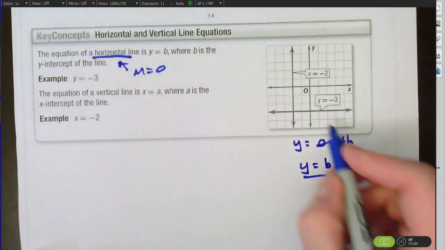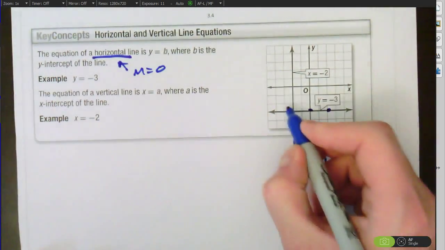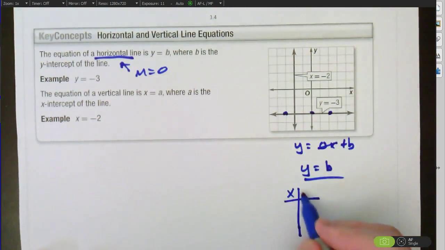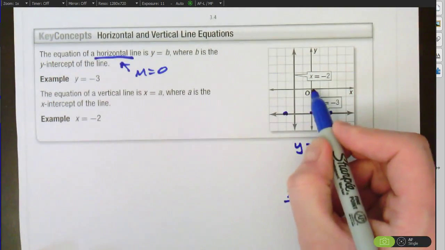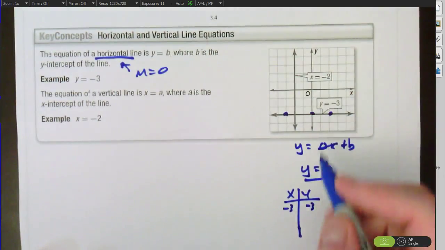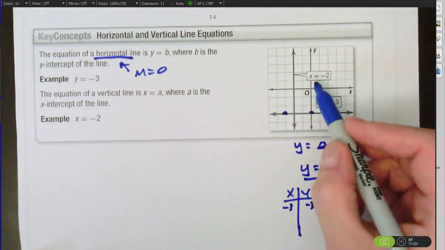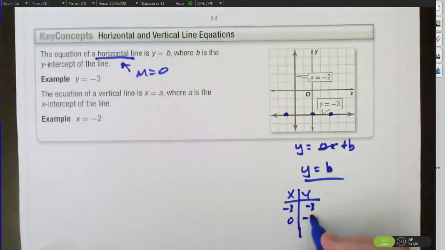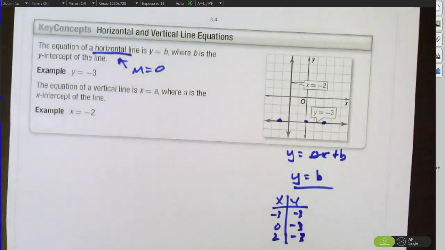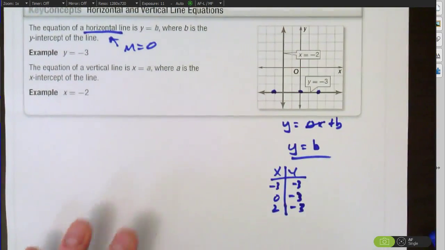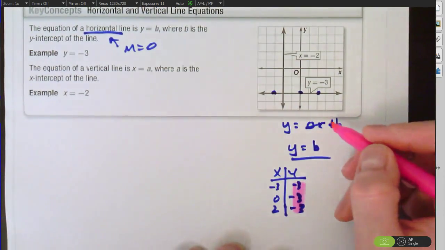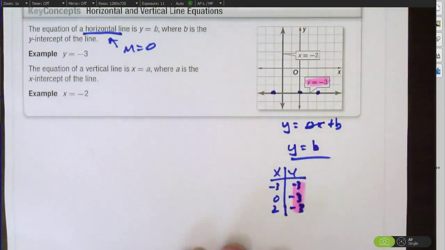Plus, and this is the other way to think of this, if I take a bunch of random points off of this line, I just highlighted 3 of them in blue. This point here is negative 3, negative 3. This point here is 0, negative 3. This point here is 2, negative 3. Notice what's the same for all these? On all 3 of these ordered pairs, the y's equal negative 3, hence the equation y equals negative 3.